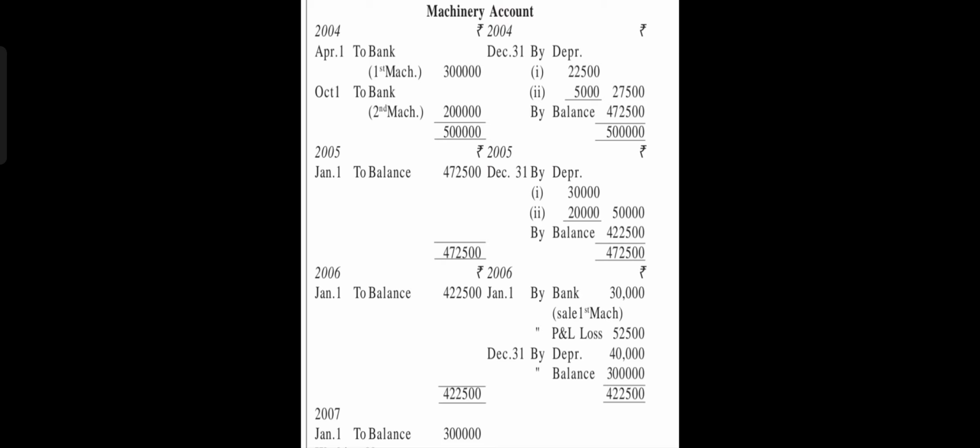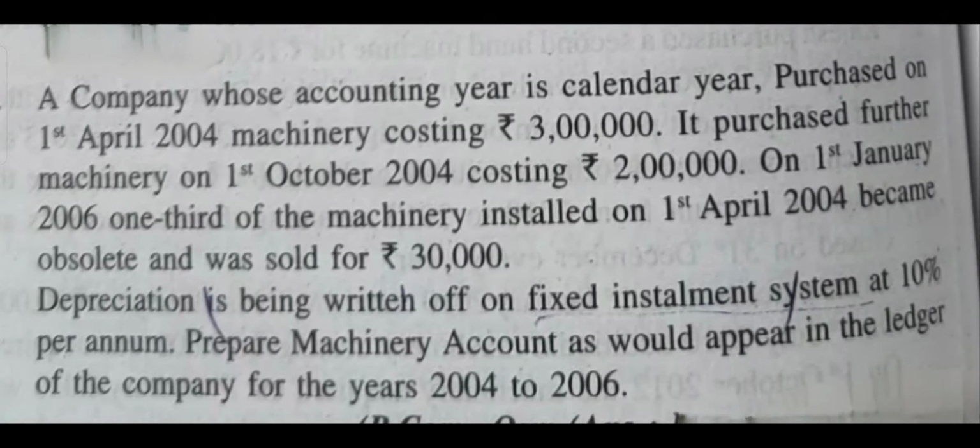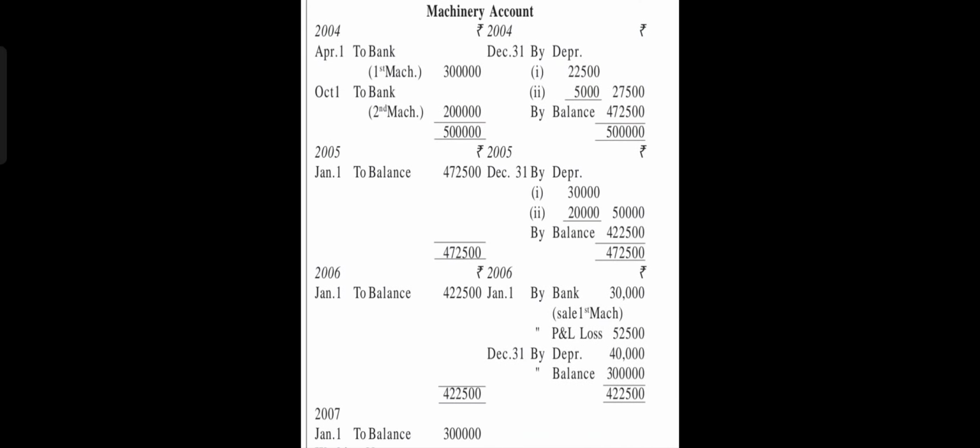In the year 2007, as we have machineries with us, we cannot close the account. We'll carry forward the amount to the year 2007, and we'll be posting here on 1st of January 2007 to balance brought down 3 lakh rupees. With this, we are done with the question, as they asked us to prepare the accounts from 2004 to 2006. We have prepared 2004 to 2006. As we have machinery with us and they are still working with the company, we cannot close the account. We have posted the balancing figure to the next year.